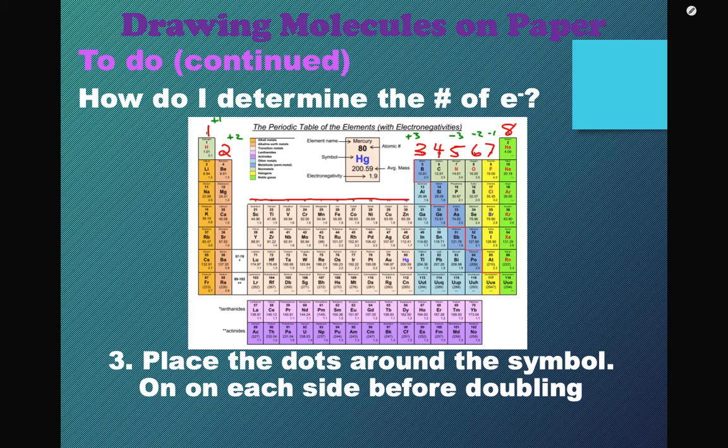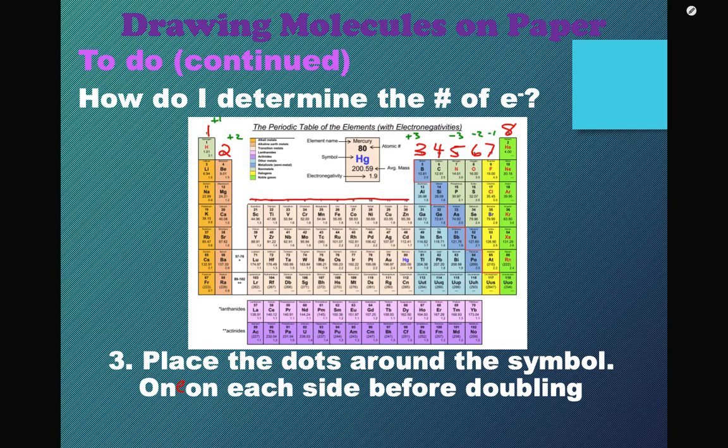But anyway, so we just look at what group it's in. That tells us the number of valence electrons. And then the last thing is we place the dots around the symbol, putting 1 on each side before you put 2. And that's how you draw a Lewis structure for a particular element.